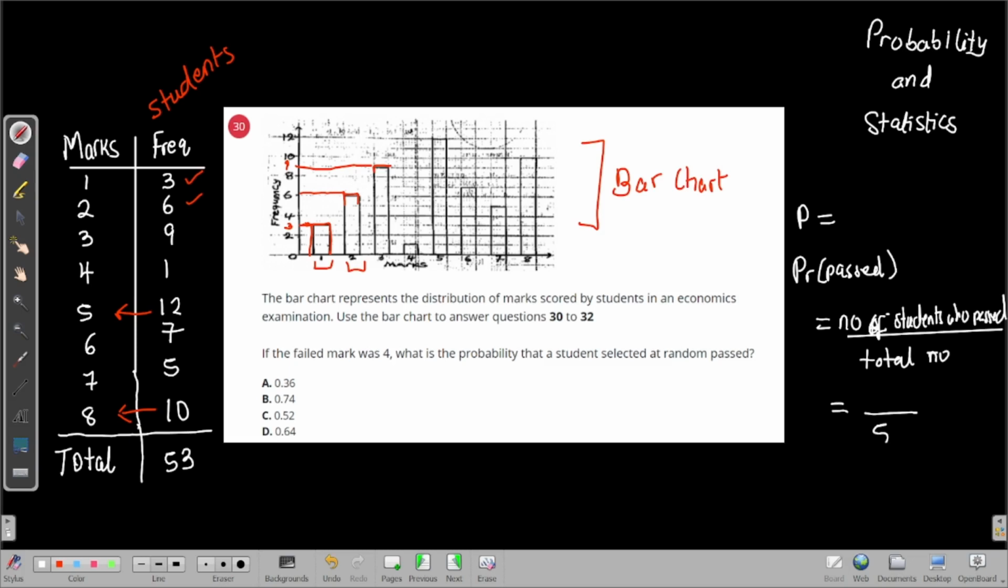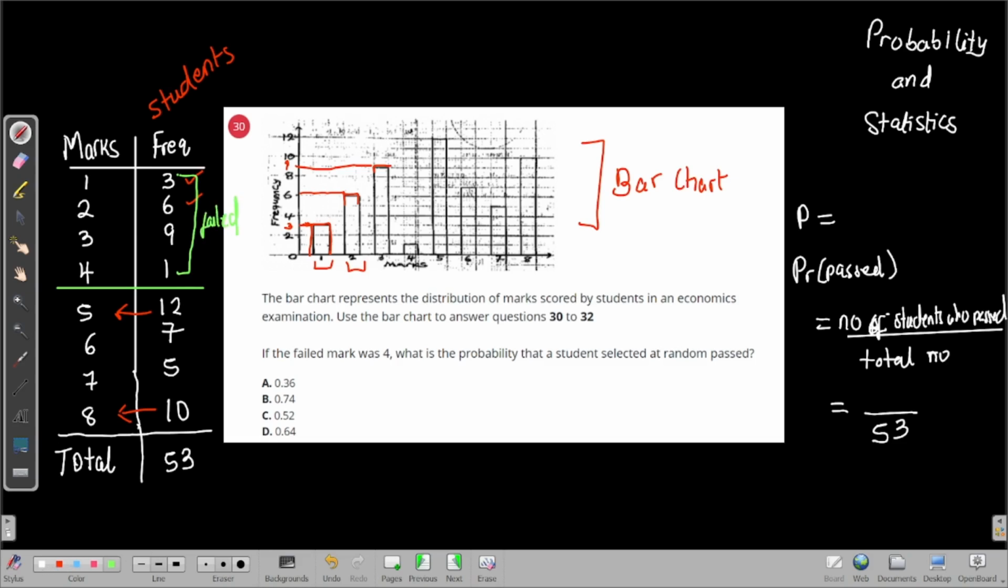So, number of students who passed. They said the fail mark is 4. So it means that anybody that scored 4 and below failed. That's the implication. So all these people here failed, and every other person passed.